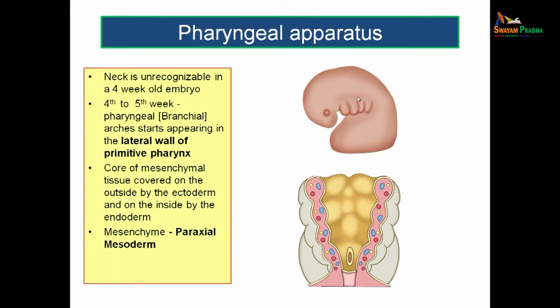Outside will be made up of ectoderm. The inner aspect is the primitive pharynx, so the lining of the pharynx will be endoderm. If you take these arches, the core is made up of mesenchymal tissue, the outer aspect is covered by ectoderm and the inner aspect is lined by endoderm. And what about the mesenchymal portion? Which mesoderm do you have here? This is the paraxial mesoderm which you get in the mesenchymal portion.